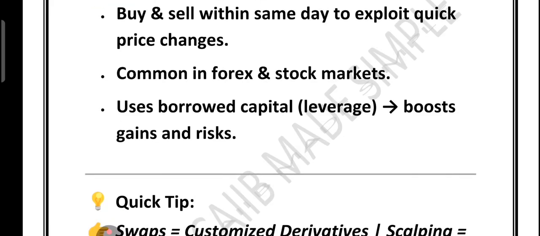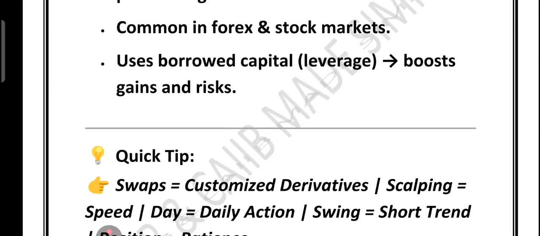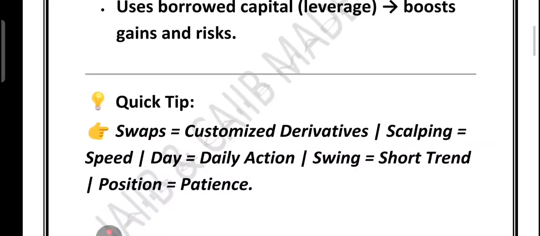They use high leverage. What is the meaning of high leverage? It means they borrow funds to take a larger position. And this can increase profit, but it also increases the risk if the market moves the other way. You will mostly see day trading in forex and the stock market, where prices move frequently.